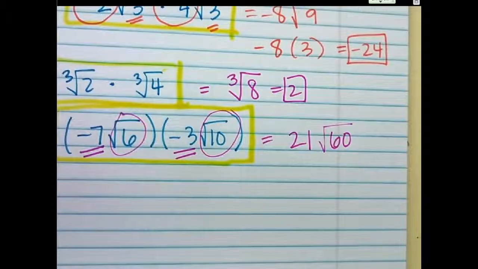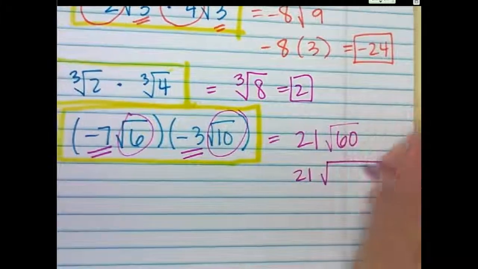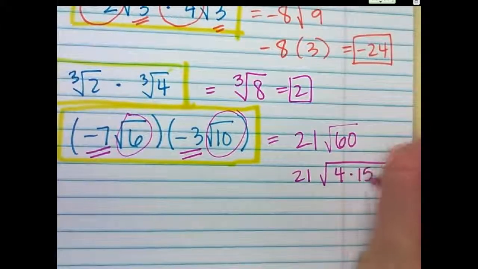Make your T-chart. 1 and 60, 2 and 30, 3 and 20, 4 and, anyone know? 15. 5 and 12, 6 and 10. So I want 4 and 15. You can stop there. So 21 times square root of 4 and 15.